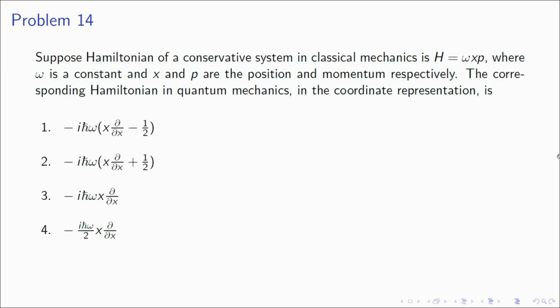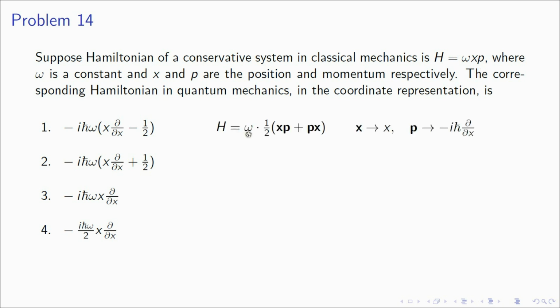Okay, so the next problem is this. It says suppose a Hamiltonian of a conservative system in classical mechanics is this: H equal to omega x p, where omega is a constant and x, p are position and momentum respectively. The corresponding Hamiltonian in quantum mechanics in coordinate representation is what? So this is basically quite simple. You just replace x and p by the quantum operators. So you just replace this by x operator, this by p operator, and you should get the answer.